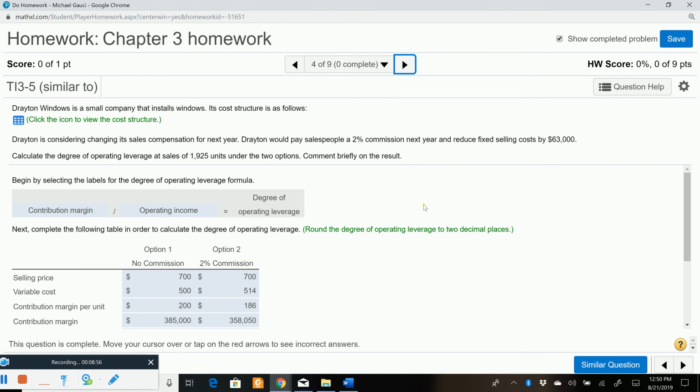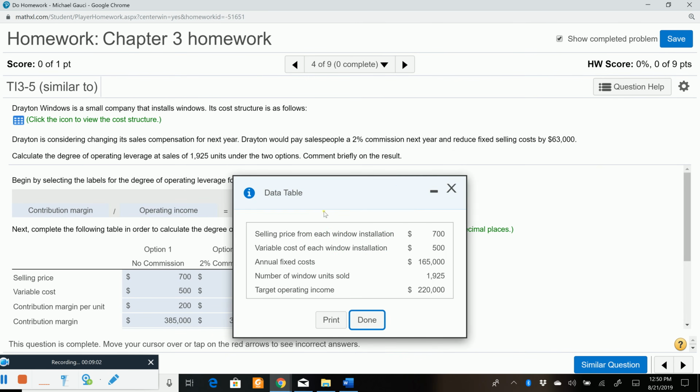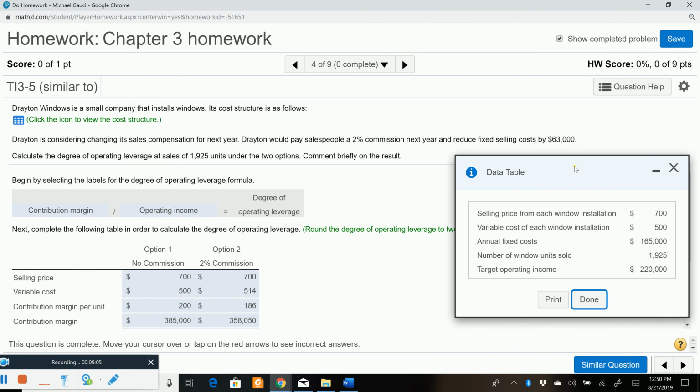Okay, this next homework problem, we're going to concentrate on something called operating leverage. With operating leverage, it basically shows you how sensitive changes are to sales based on our proportion of fixed costs. The higher proportion of fixed costs, the more sensitive changes are going to be to sales. So let's take a look at this example here.